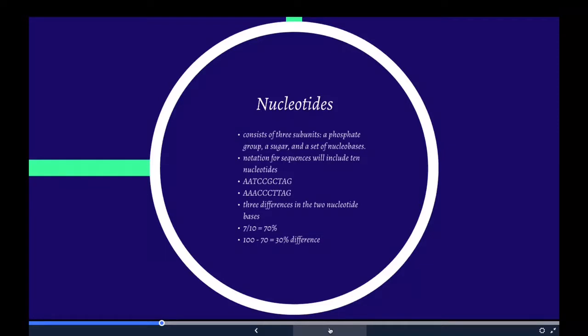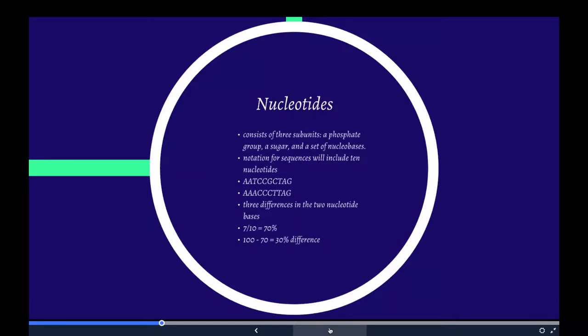Okay, and then as we take a look at notation, you can see we have two notations that have 10 nucleotides. The first one is AATCCGCTAG, with the second one being AAACCCTTAG. So given the two 10 nucleotide sequences, you will be asked to line them up and compare the differences between them.